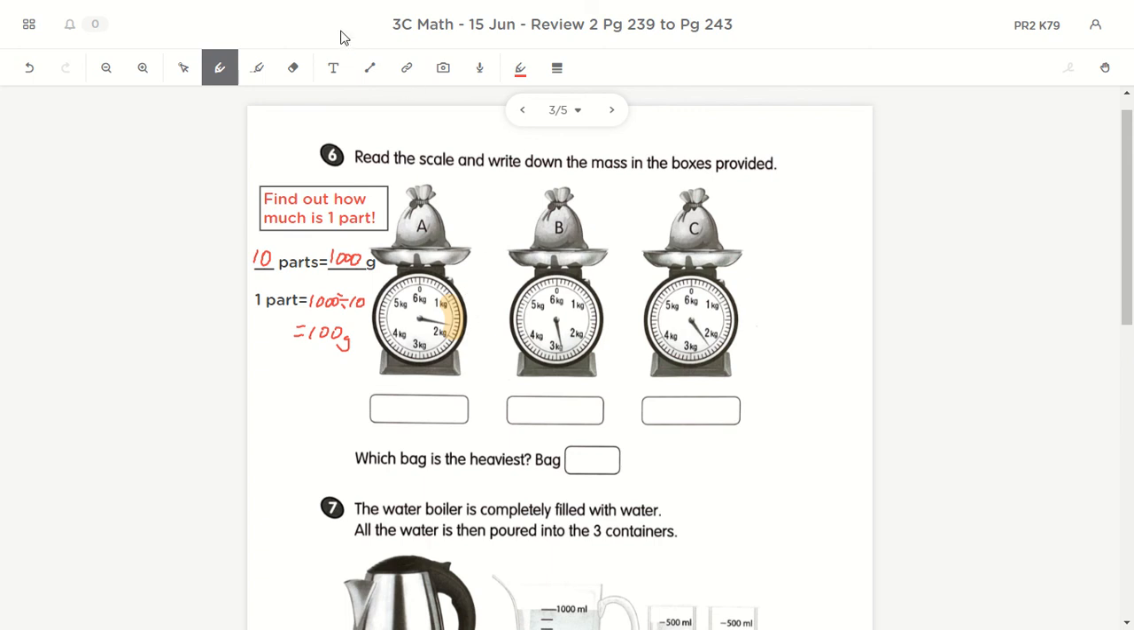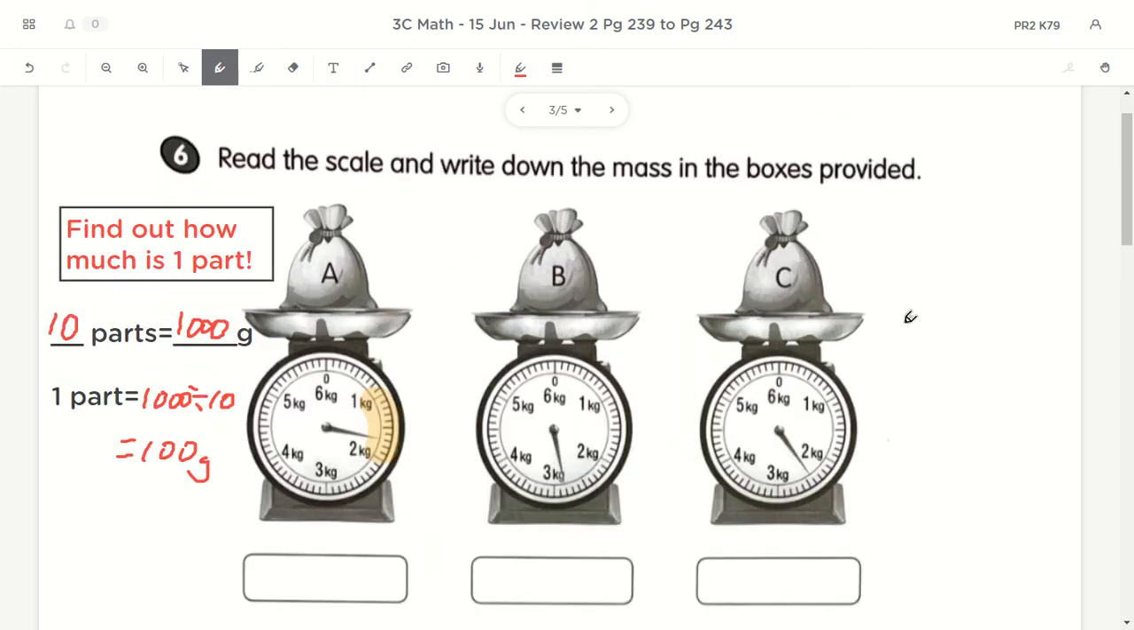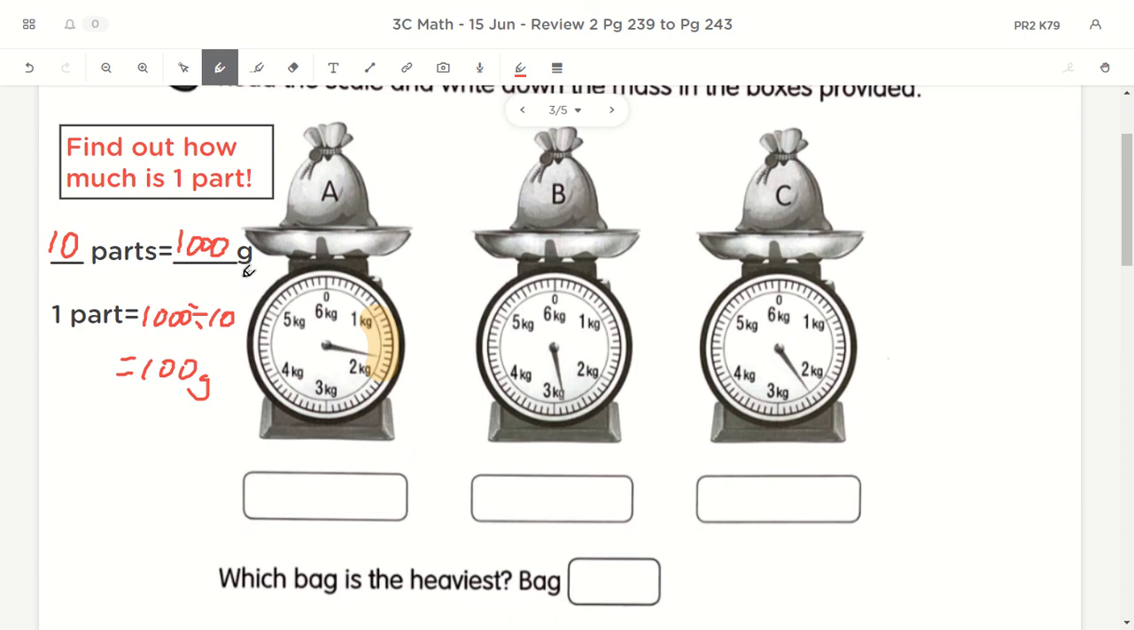Okay, so now we zoom in to the individual scale and let's start reading. Okay, so I know this bag A is actually between 1 kg to 2 kg. So straight away I know it's, okay, let's write it down first. Straight away I know it's 1 kg plus. Okay, I don't know 1 kg what, but it's 1 kg plus. Now I know that each part is 100 grams. So this is 1 kg 100 gram, 1 kg 200, 300, 400, 500. Okay, this longer line means 500, 600 and 700. So I know it's 1 kg and 700 grams.